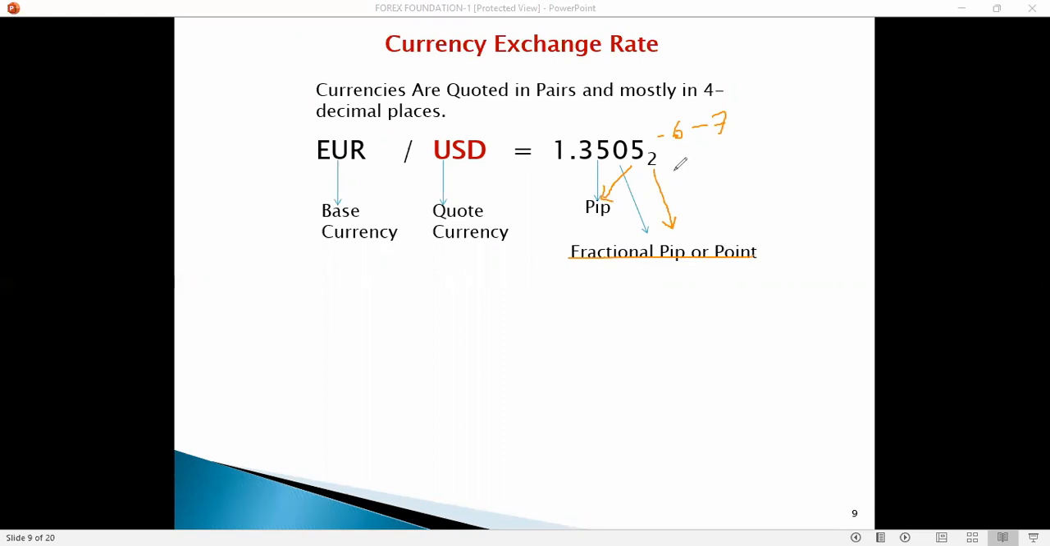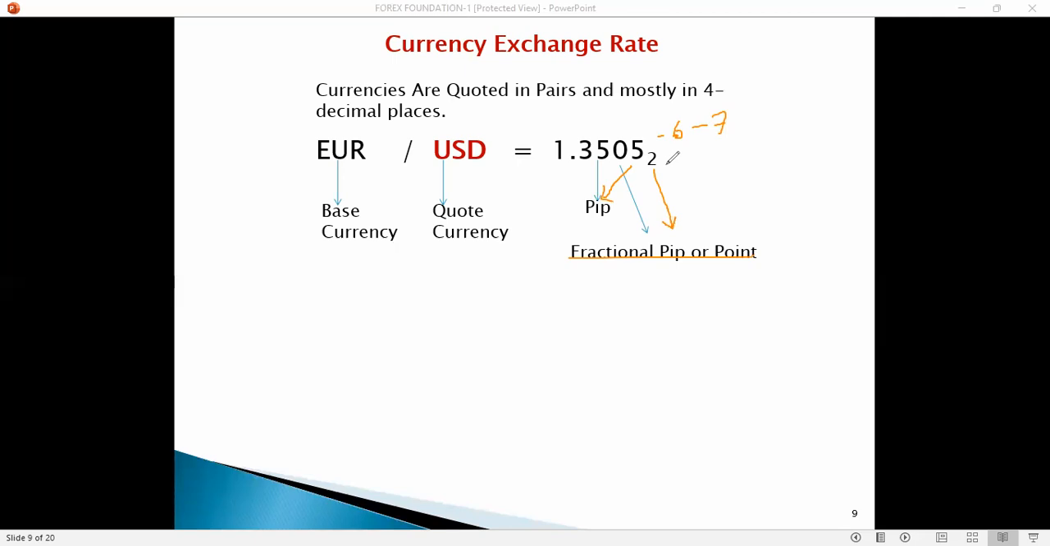And now we have fractional pip or points. Before this one can move from 5 to 6, this one needs to count from 0 to 10. Fractional pip is like milliseconds. You guys know milliseconds. Let's say you want to record on your phone, the moment you press record, you will see some seconds moving pretty fast.